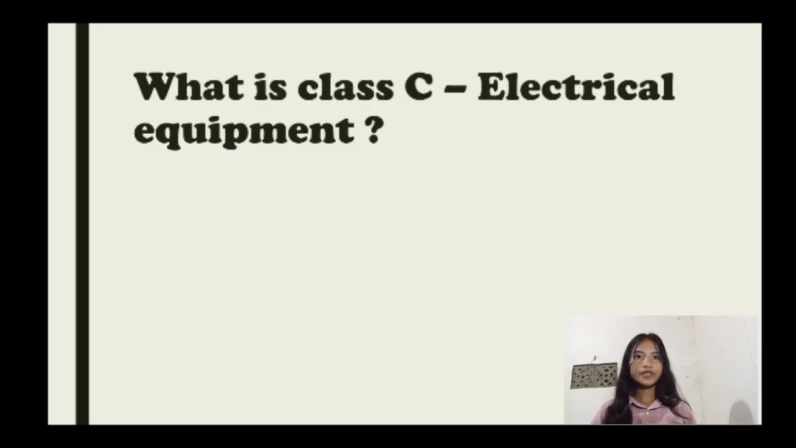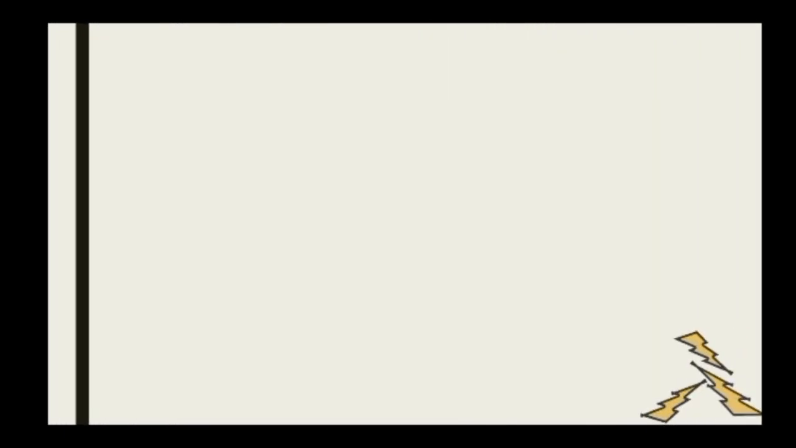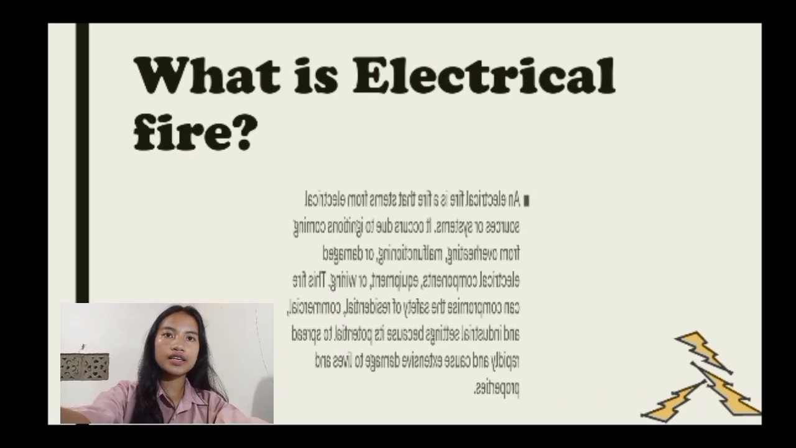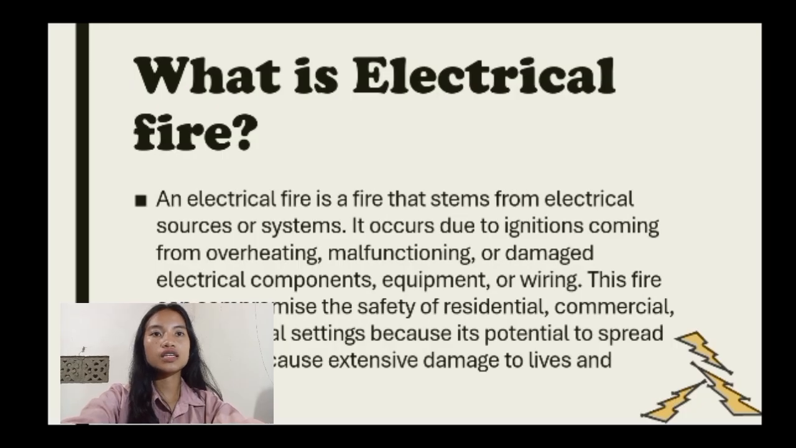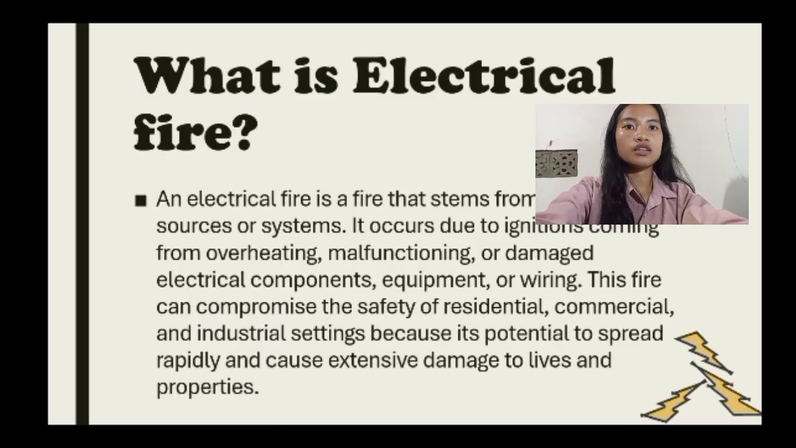Class C electrical equipment refers to energized electrical components that pose a fire risk, such as motors, transformers, computers, appliances, and circuit breakers. What is an electrical fire? An electrical fire is a fire that stems from an electrical source or system. It occurs due to ignitions coming from overheating, malfunctioning, or damaged electrical components, equipment, or wiring.